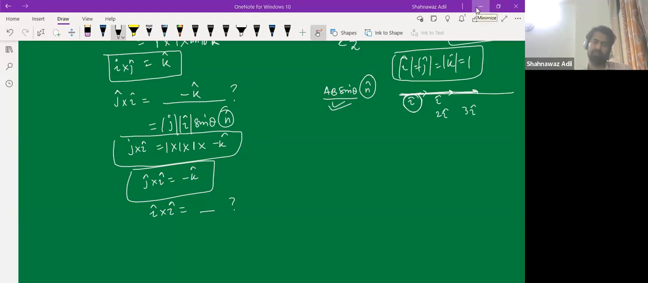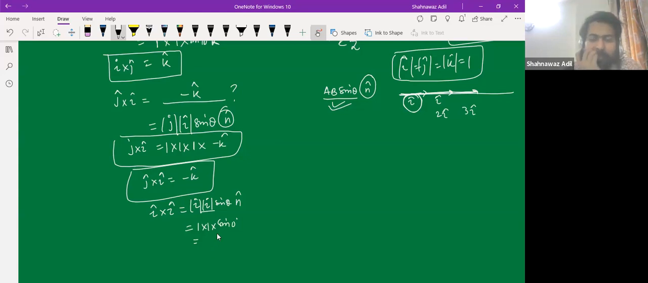So I'm just going to guess and say J. Okay. Not sure. So how will you get I cross I? First thing, the magnitude of I, the magnitude of I. What is the angle between I and I? Zero, right? So this is 1 into 1 into sine 0.